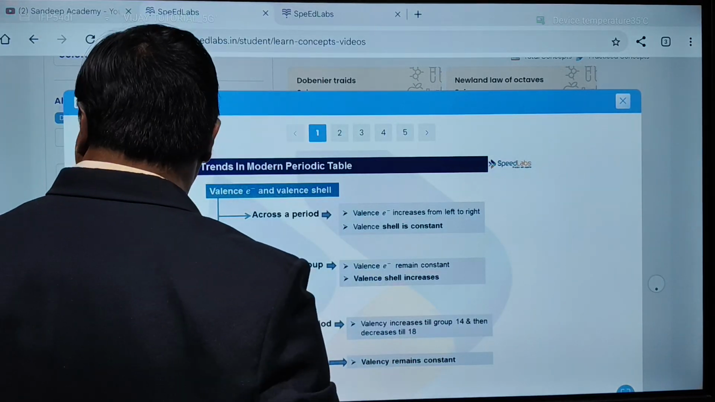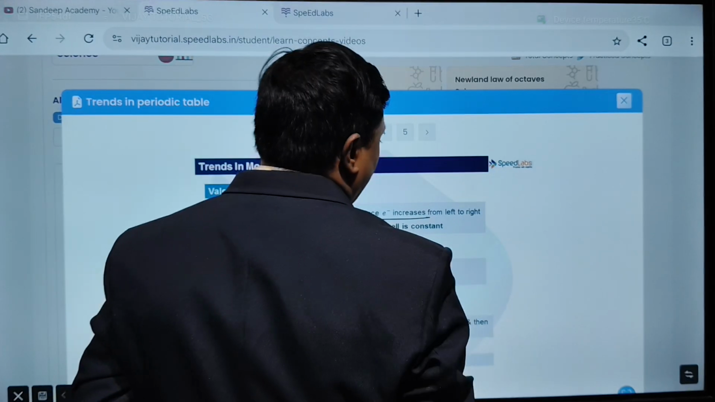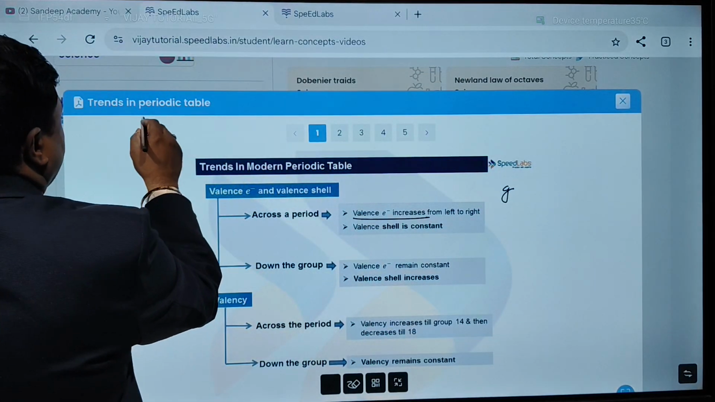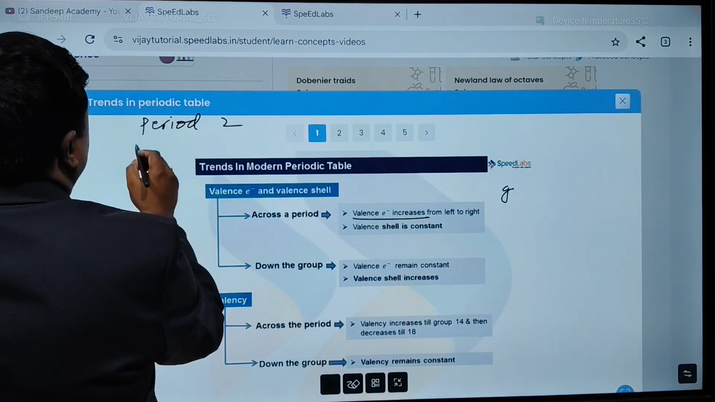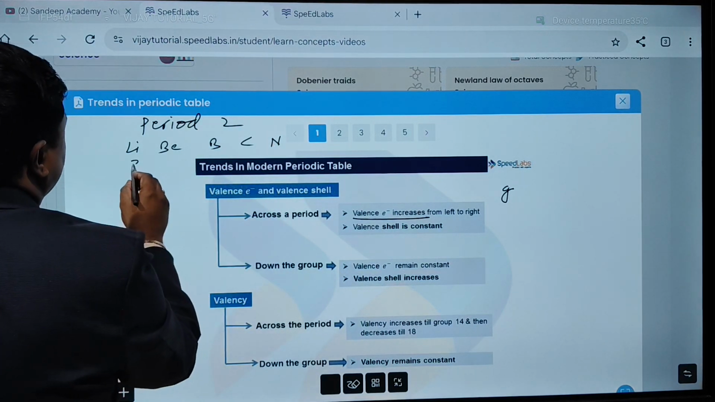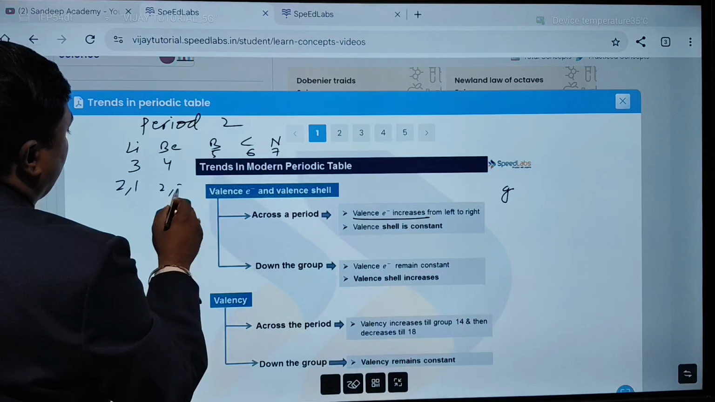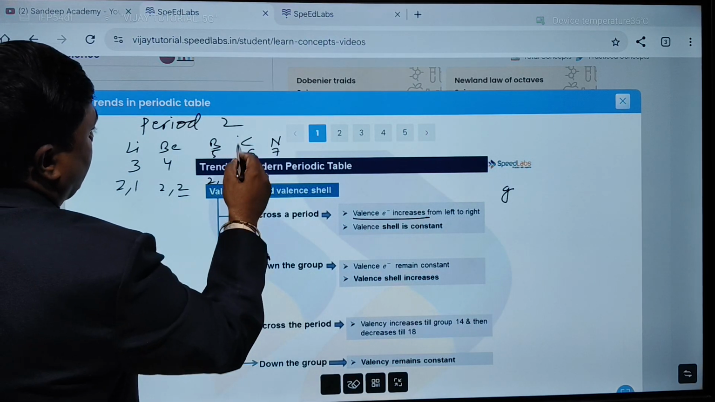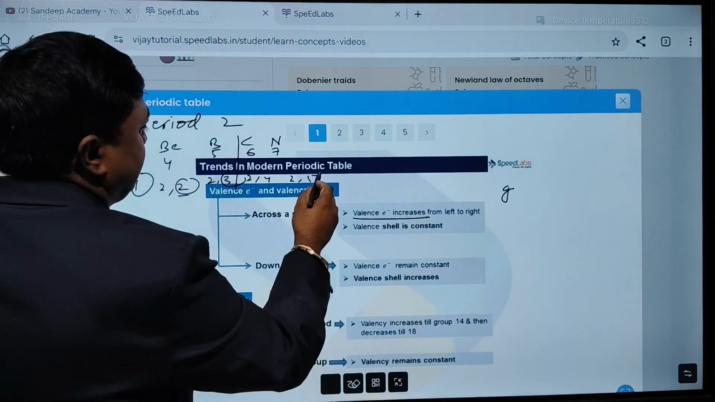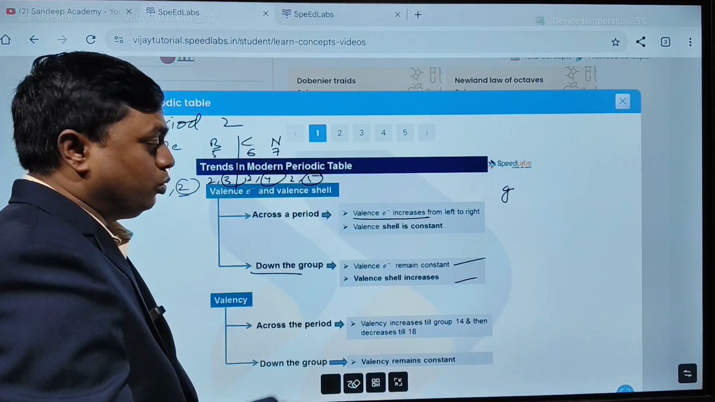Valence electron across the period, what is going on? It is increasing, left to right. How can we say that? If you take period 2, what are the elements there? Lithium, beryllium, boron, carbon, nitrogen. Atomic numbers 3, 4, 5, 6, 7. Electronic configuration is 2, 1; 2, 2; boron 2, 3; carbon 2, 4; nitrogen 2, 5, like that. So what is happening to the valence electron? As we move from left to right, it is increasing. Yes or no? And in the group it is the same. Just now we discussed, group 1, group 2, it is going to be the same.